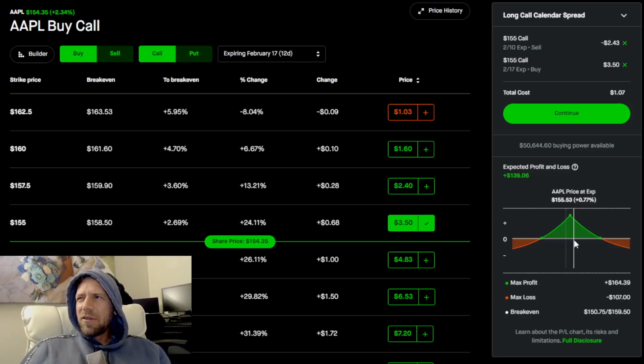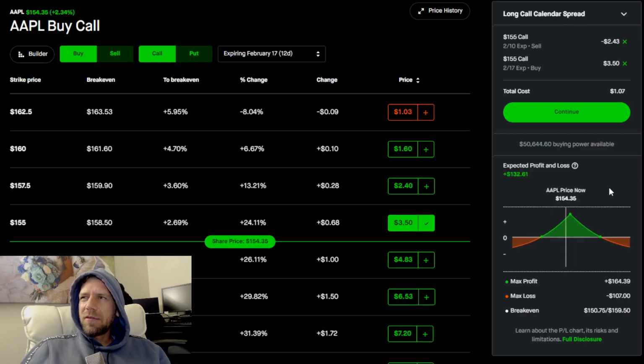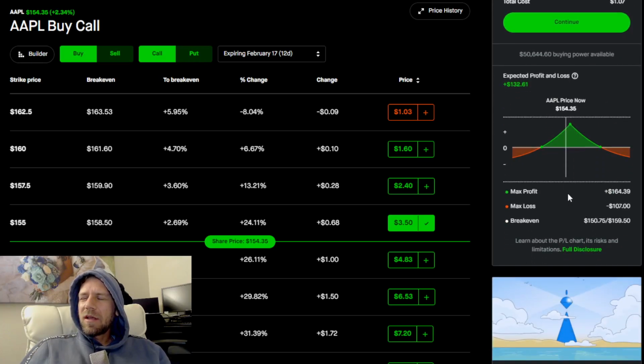So if the price goes over 155, you also win up to 159.50, which is where I'm going to break even. If you don't know how to read this graph, it even tells you down at the bottom. Here are my break-even points, 150.75 and 159.50. The price of Apple needs to land somewhere in between those two numbers for me to make money by Friday. If it doesn't, I lose money.